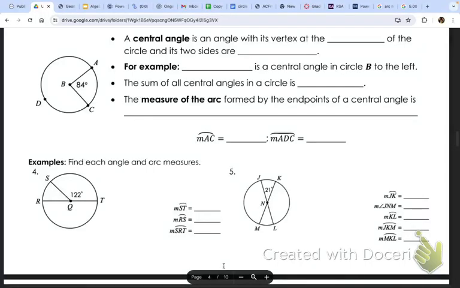So your central angle has a vertex at the center of a circle. And its two sides are, okay, I don't really know how to spell this. Radii? It feels wrong. Radiuses, that's for sure not right. Multiple radiuses, okay?